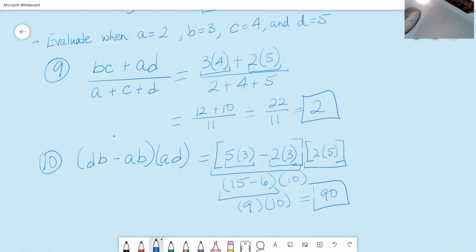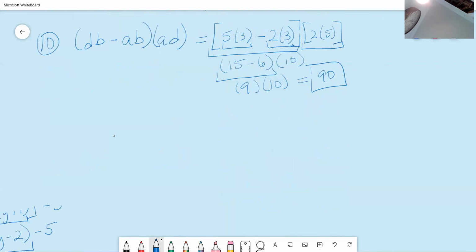Okay, so those are your exercises. So your homework, which I will do a walkthrough in a following video, is numbers 2 through 42 even. And this is on page 61.